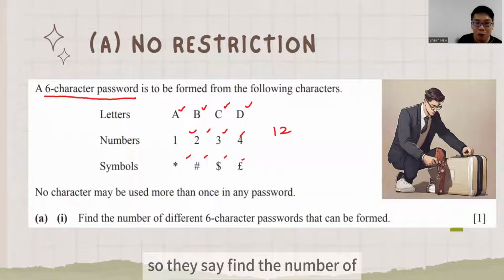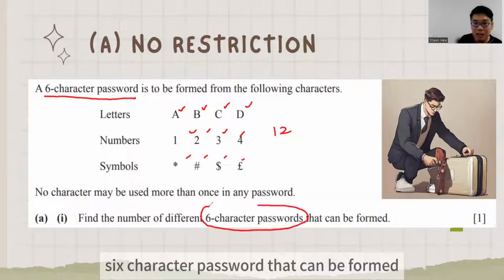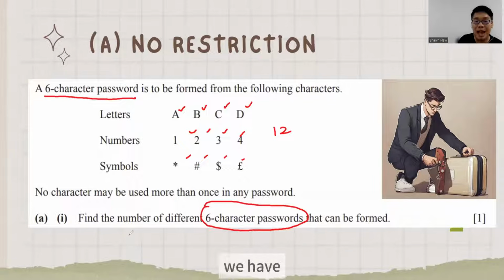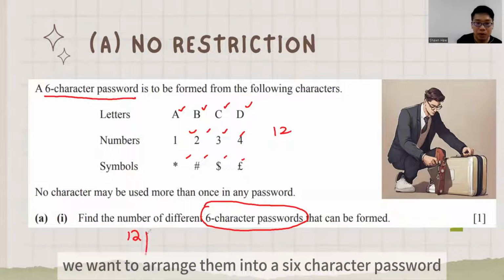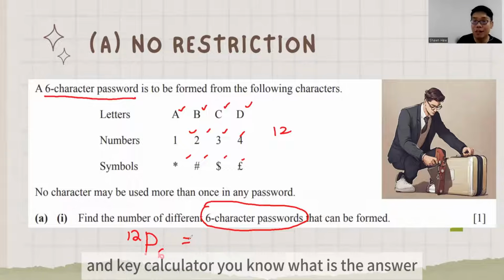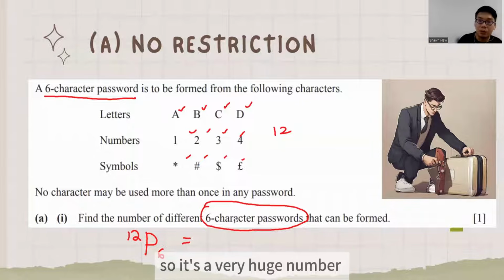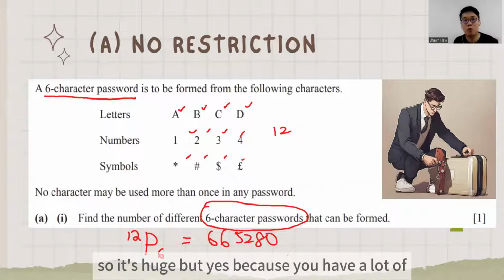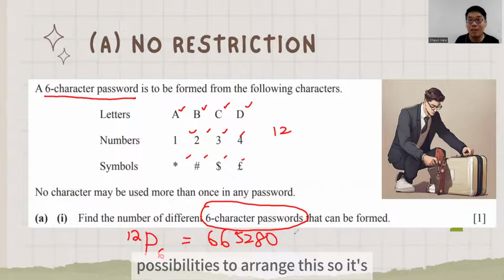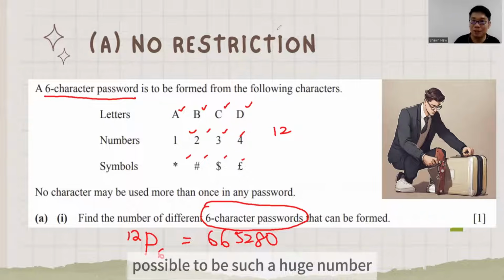So they say find the number of 6-character passwords that can be formed. So we have 12 characters that you can choose from. We want to arrange them into a 6-character password. Then key in the calculator, you know what the answer is. It's a very huge number, which is 665,280. Okay, it's huge, but yes, because you have a lot of possibilities to arrange this, it's possible to be such a huge number.